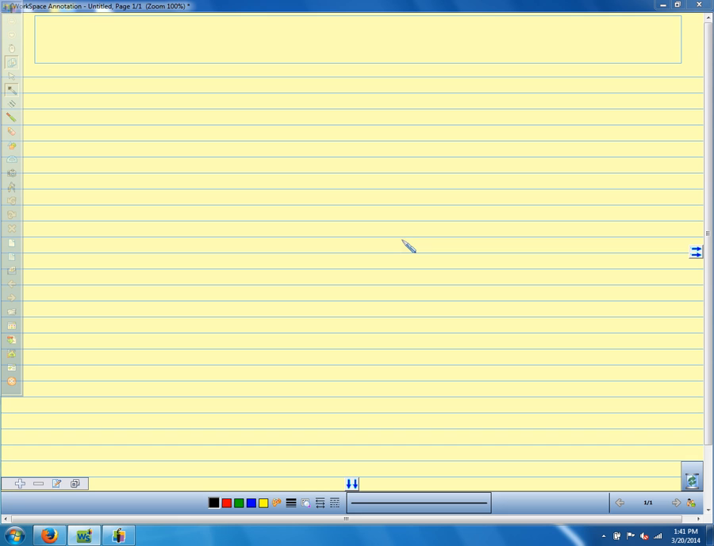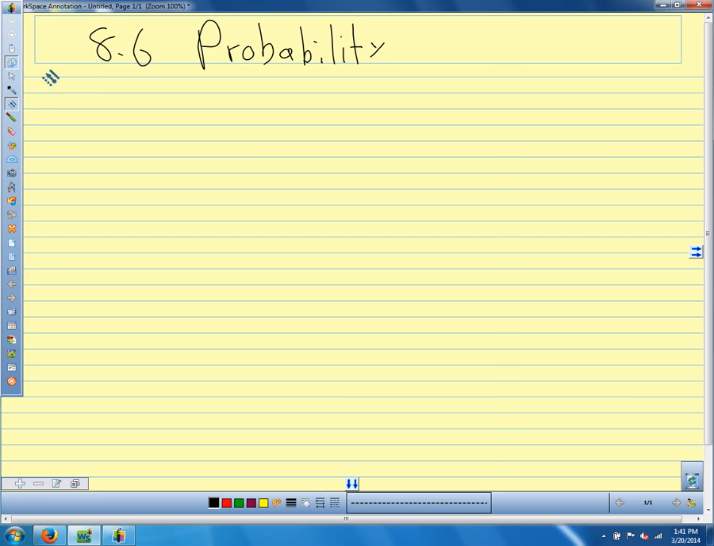Our last lesson of chapter 8, 8.6. So what we're going to do is use what we have learned about counting and about combinations and apply it to probability.